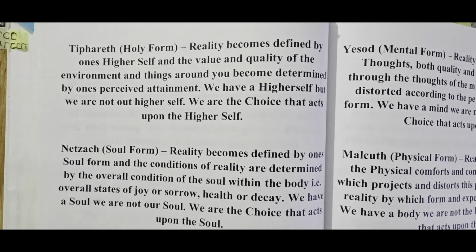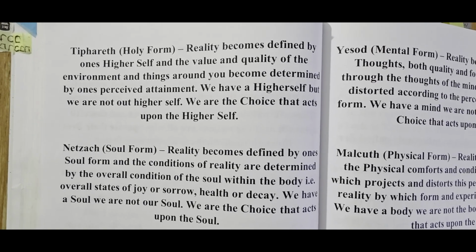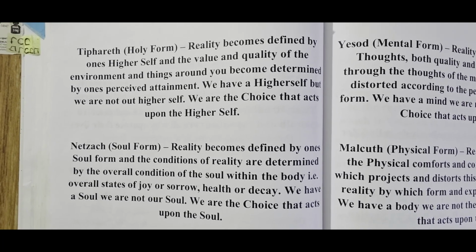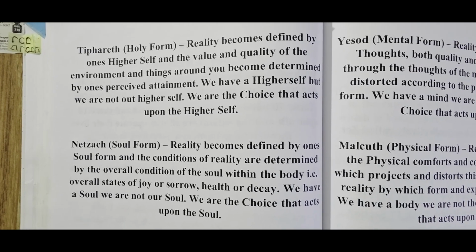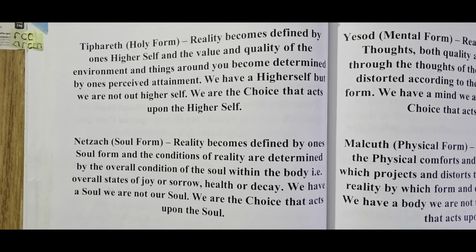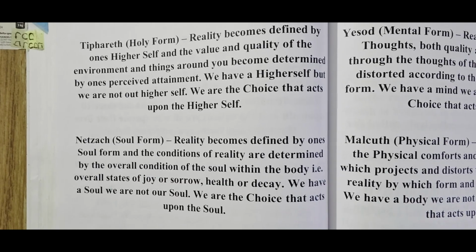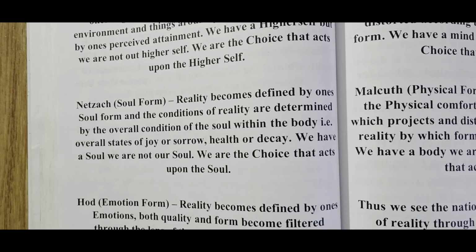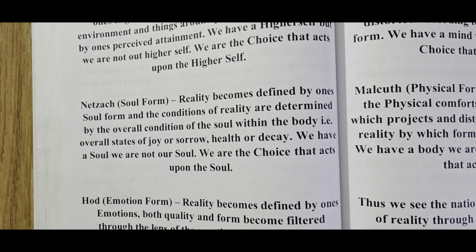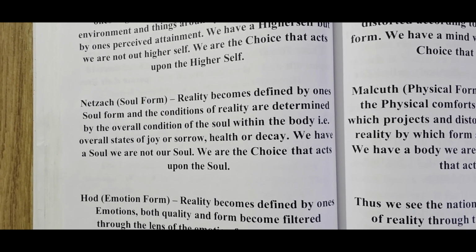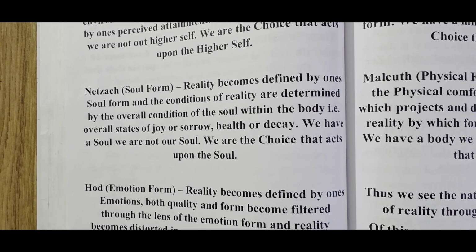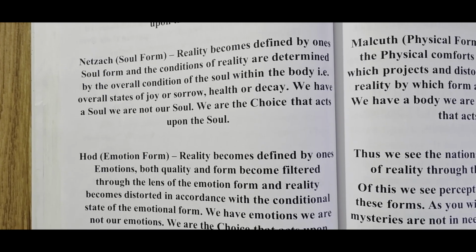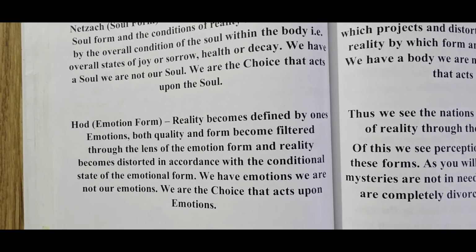Next page. Tiferes, holy form. Reality becomes defined by one's higher self, and the value and quality of the environment and things around you become determined by one's perceived attainment. We have a higher self, but we are not our higher self. We are the choice that acts upon the higher self. Netzach, soul form. Reality becomes defined by one's soul form, and the conditions of reality are determined by the overall condition of the soul within the body. For example, overall states of joy or sorrow, health or decay. We have a soul, we are not our soul, we are the choice that acts upon the soul.